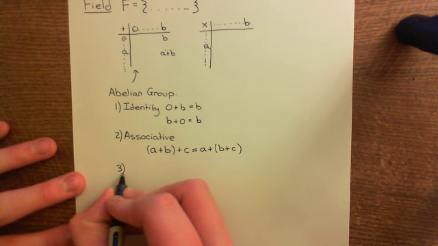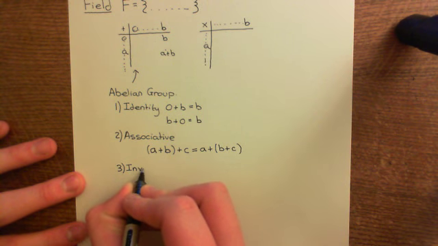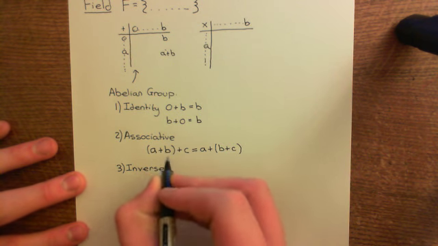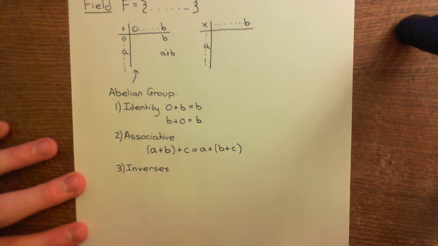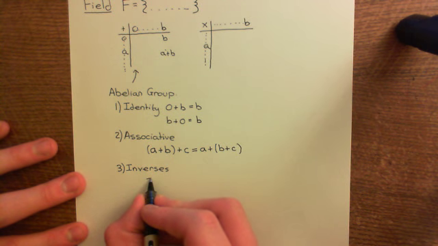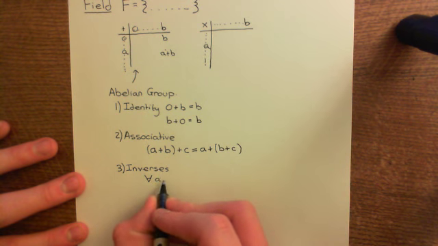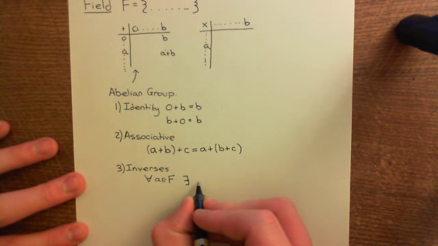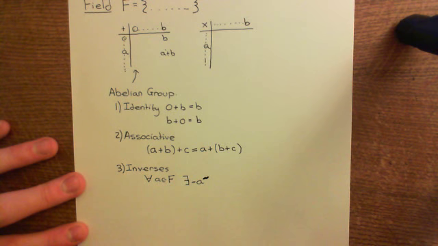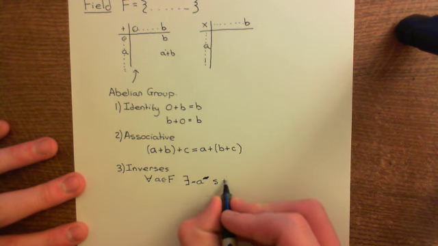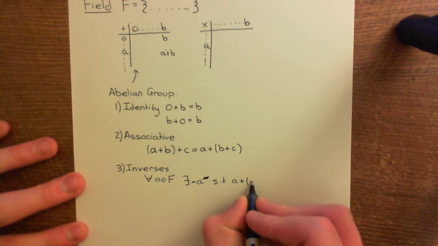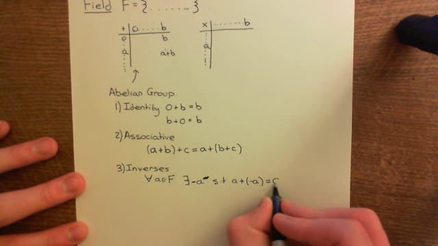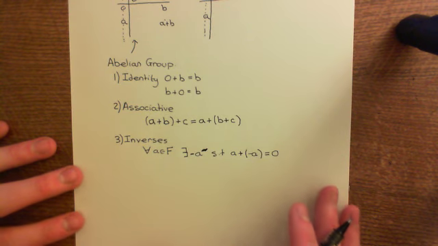Okay, thirdly, you need inverses. So for all elements in the group, there must exist another element. So for all A that is an element of this set F, there must exist another element, A inverse. It's not often denoted A inverse like that. Instead, you often put a negative in front, since we're talking about the addition operation, such that if you compose A under addition with its additive inverse, you'll get the additive identity back again. So there should be inverses under addition.